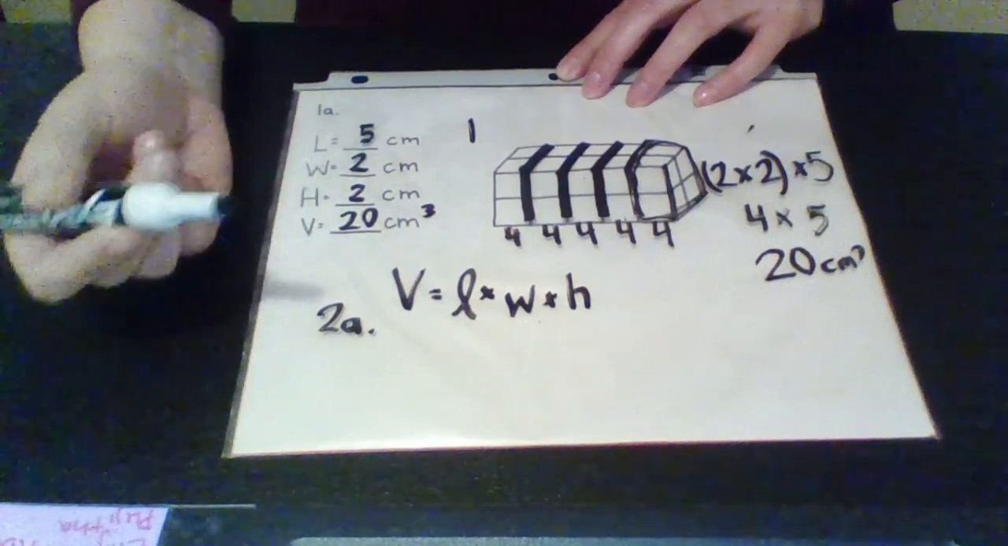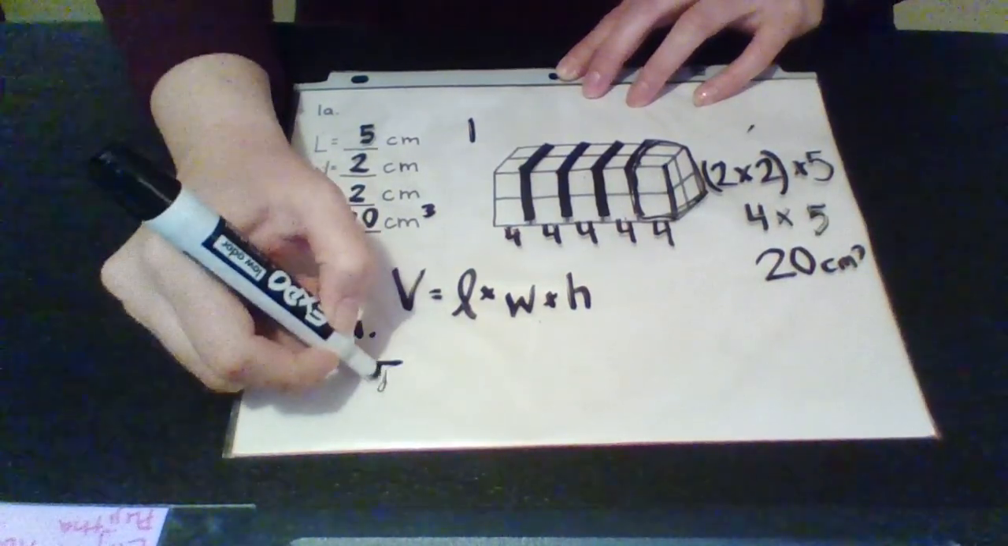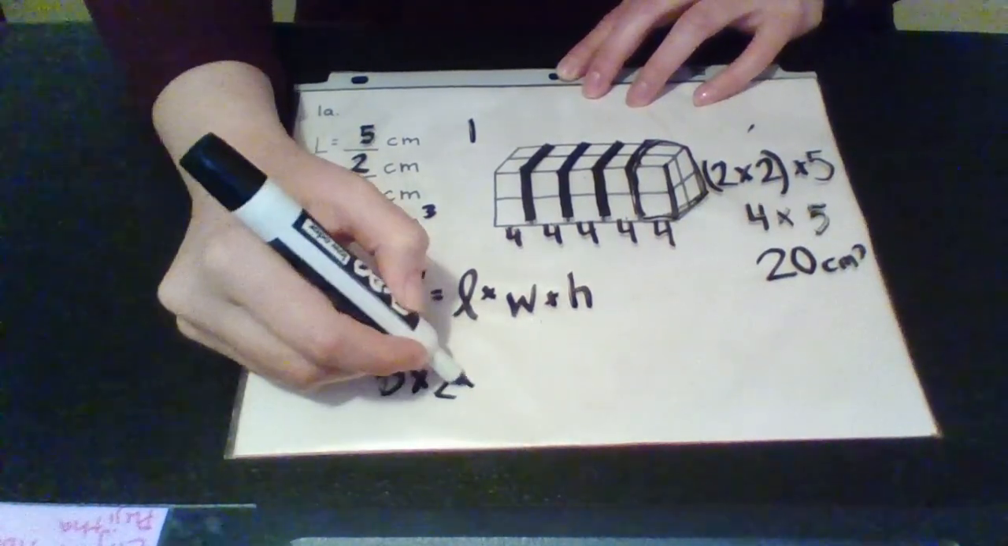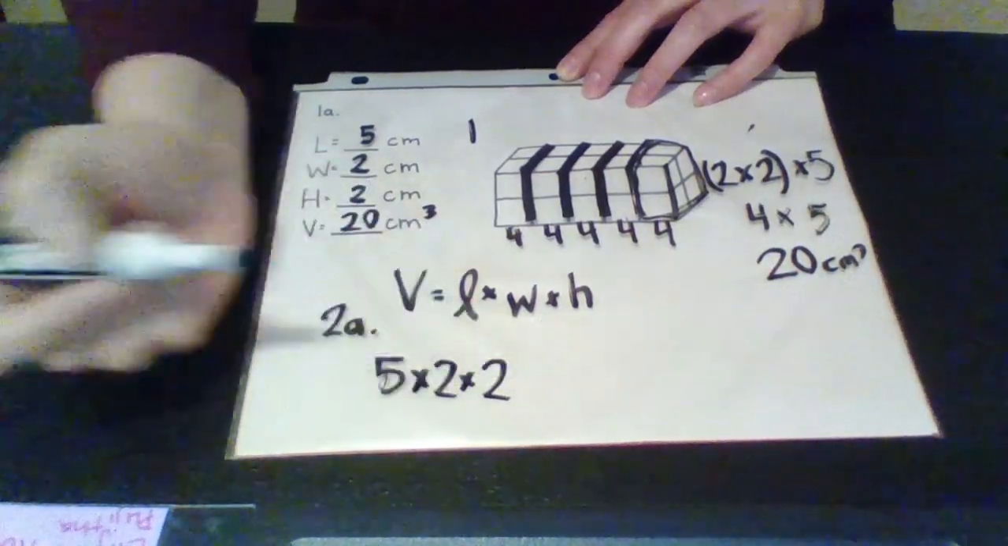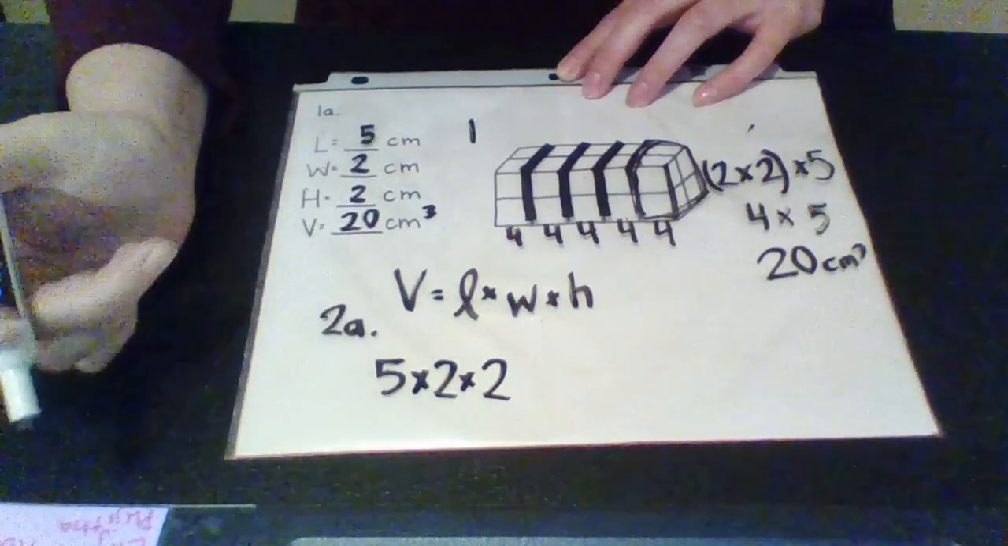So for 2a, you have options here. I could write out my length, which is 5, times my width, which is 2, times my height, which is 2 as well. And I get a volume of 20 centimeters cubed.